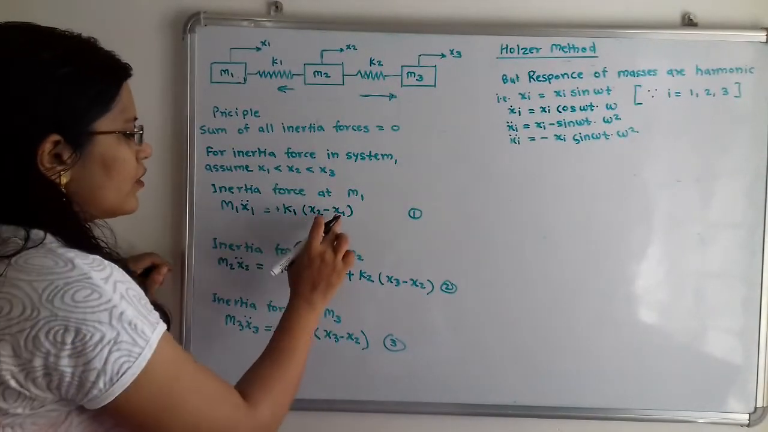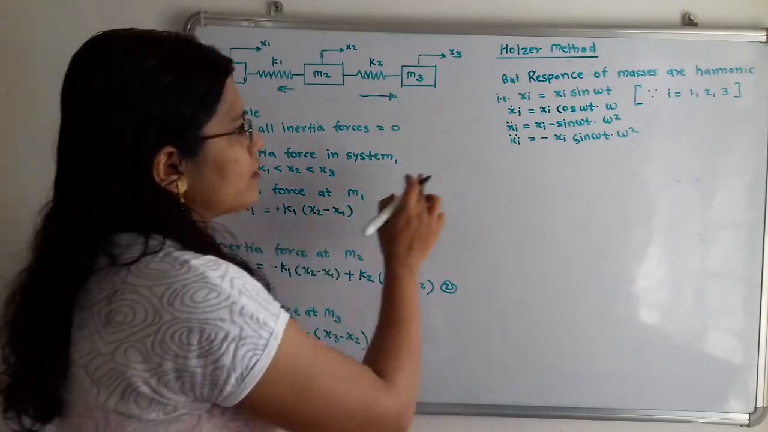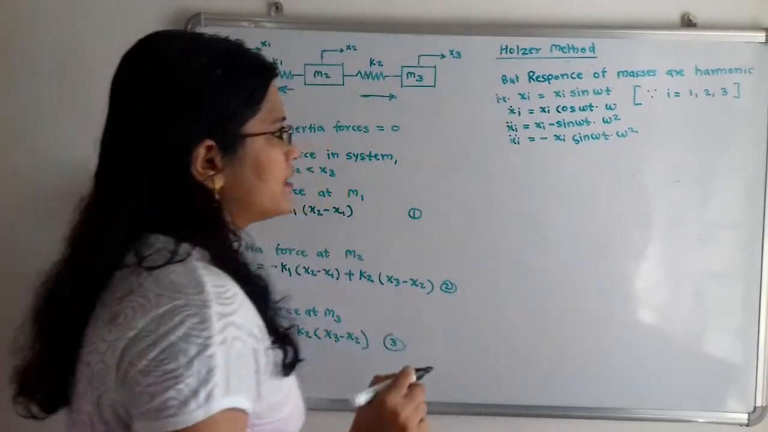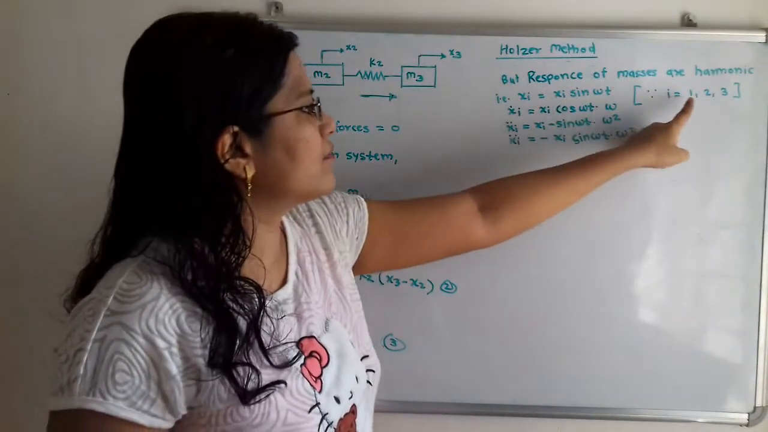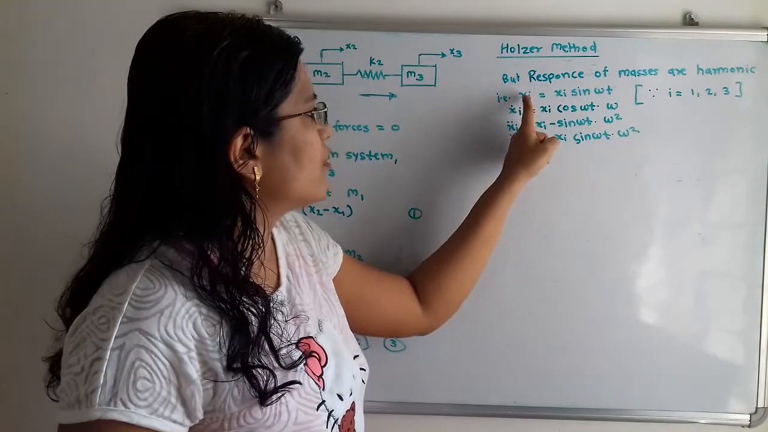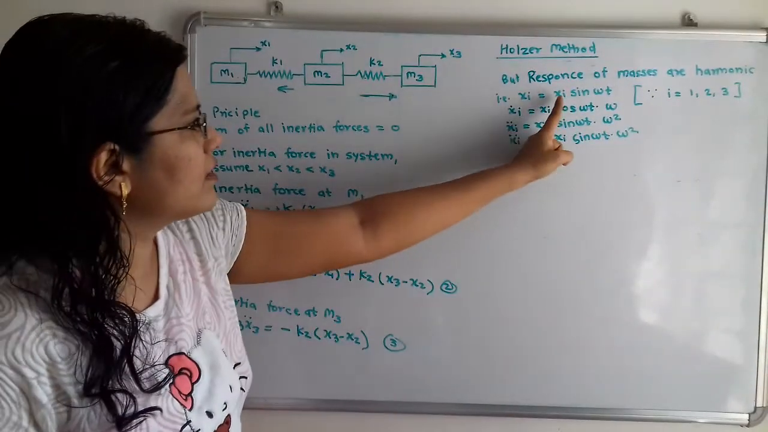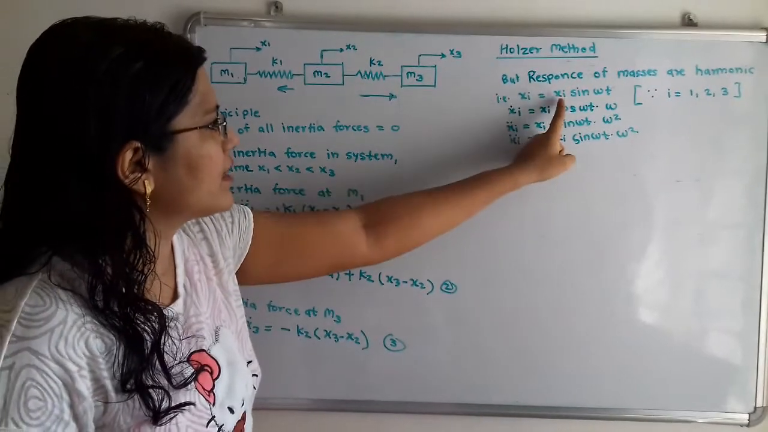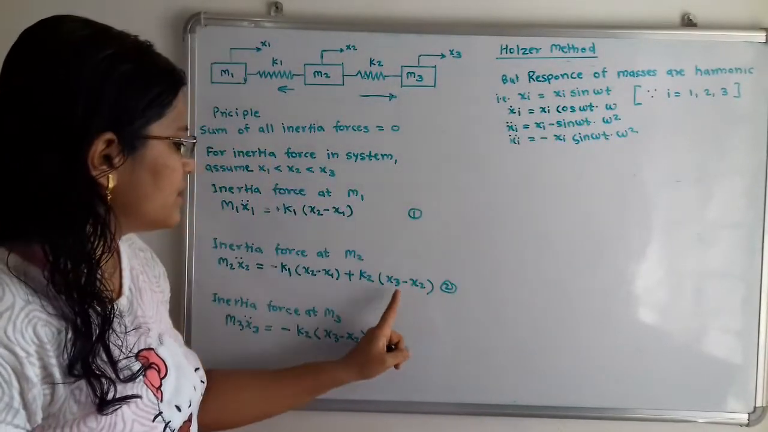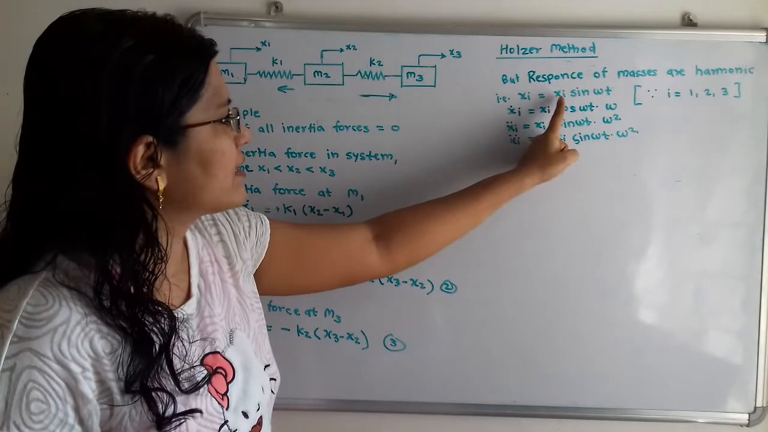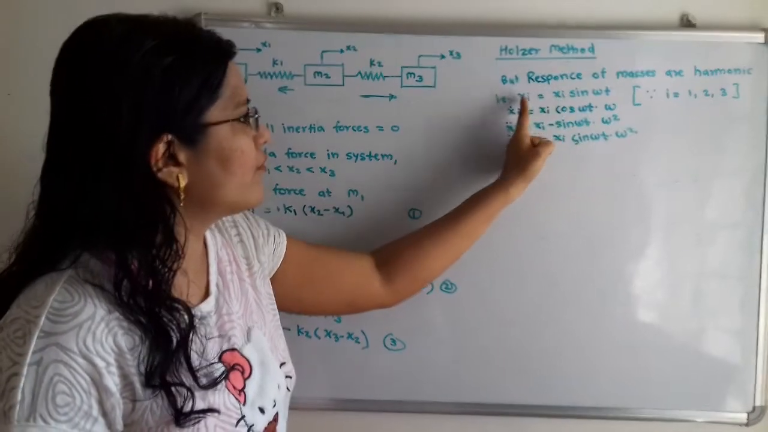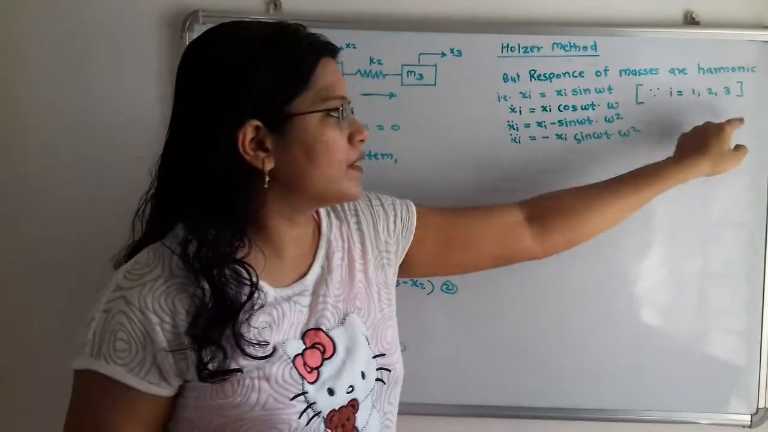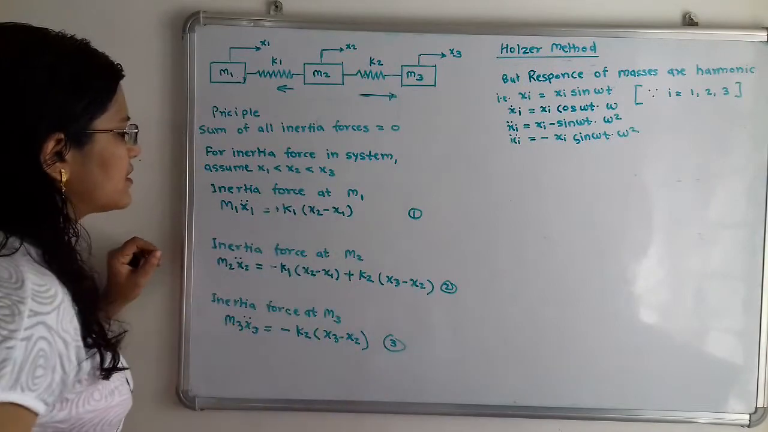So here instead of x1 and x2 we also put X sin omega t. Now i means there will be 1, 2, 3. So instead of x1, if it is x2, then we write x2 sin omega t. If it is x3, then we write x3 sin omega t. Now instead of i, we have to give the numbers. So we will write again these three equations.